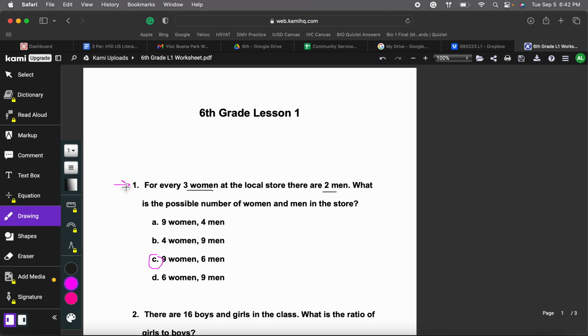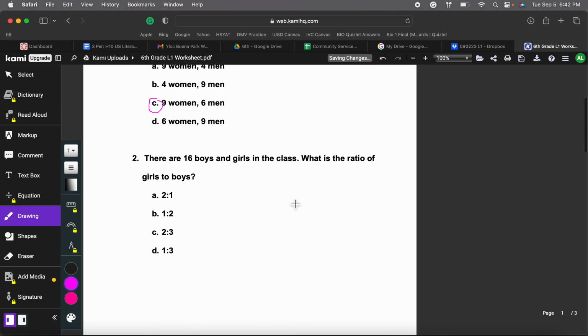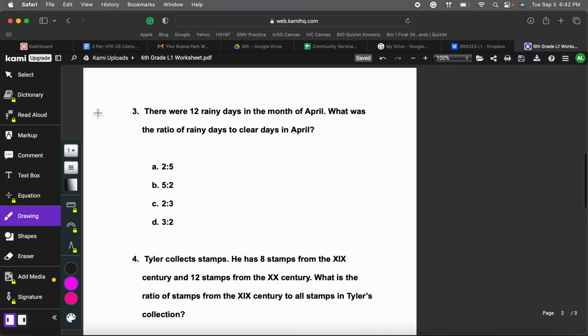So this is just an example. We're going to look at one problem on each page for you to practice. Let's look at number 3 on this page. There were 12 rainy days in the month of April. Now, we know that April has a total of 30 days. Usually it's 30 days, so we're going to say that April has 30 days. So out of those 30 days, 12 of them are rainy.